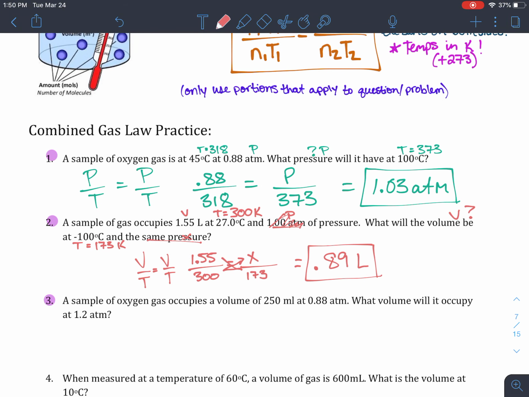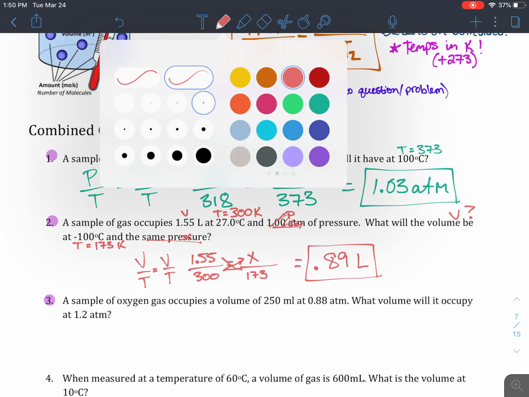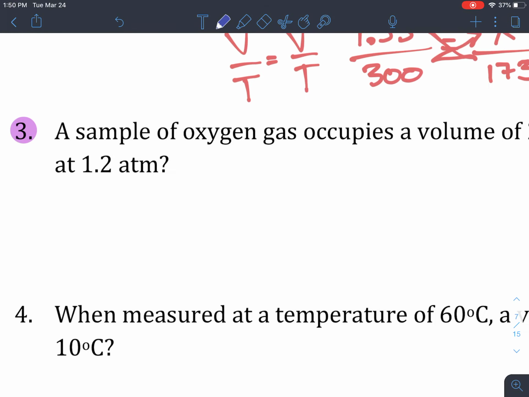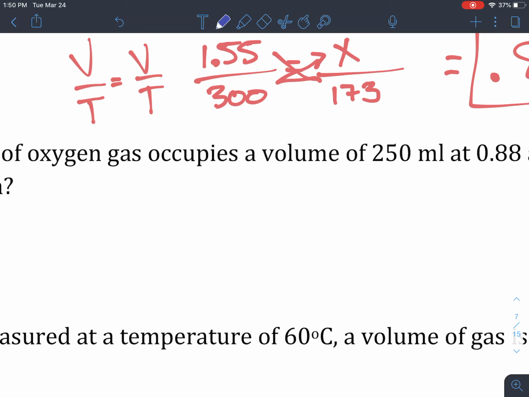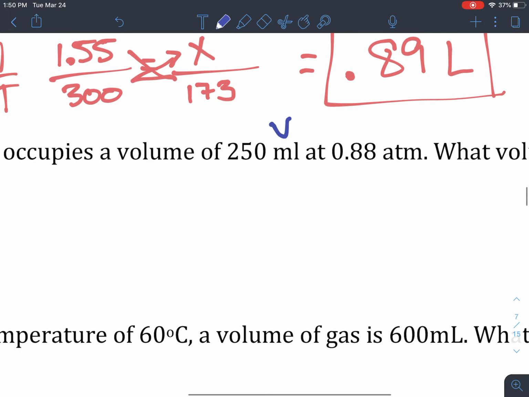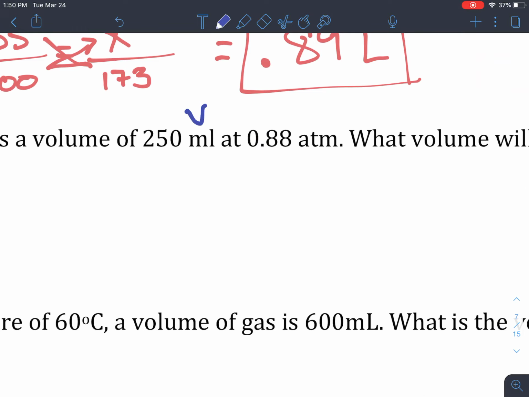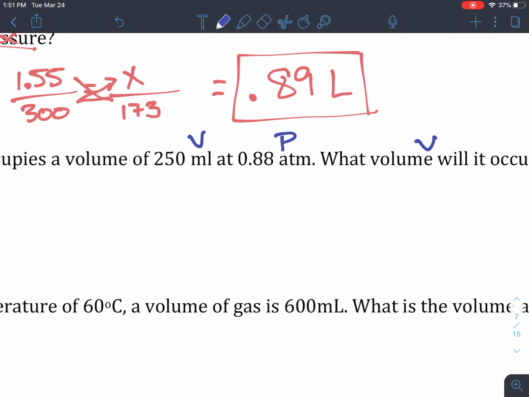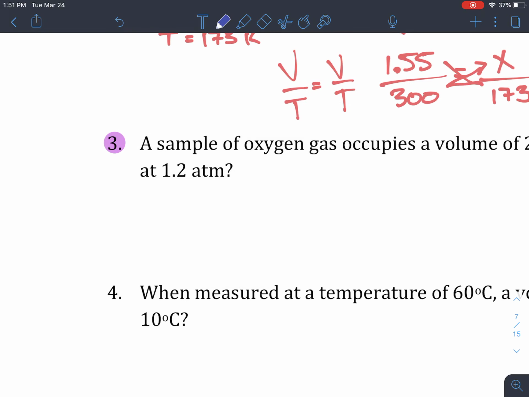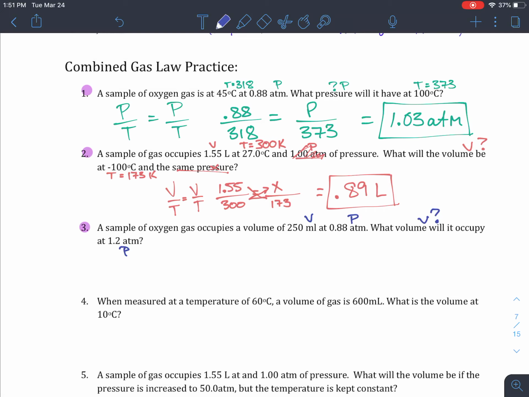The last example is number 3. And it says, let me switch up the colors. Number 3 says, a sample of oxygen gas occupies a volume of 250 milliliters, so that's V, at 0.88 atmospheres. Atmosphere is a unit for pressure, so that's P. What volume, so we're solving for volume here, will it occupy at 1.2 atmospheres?